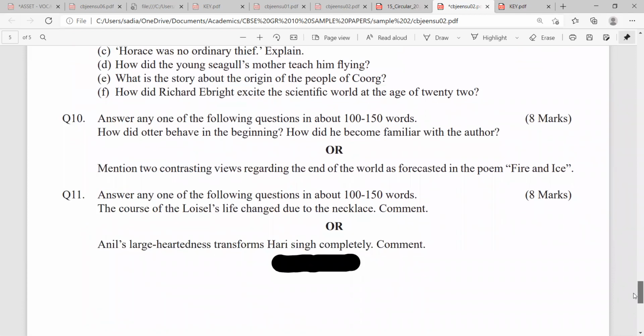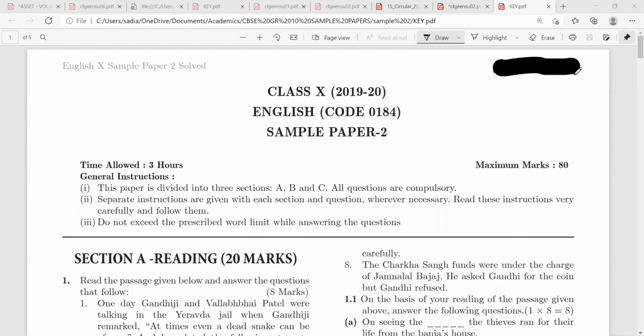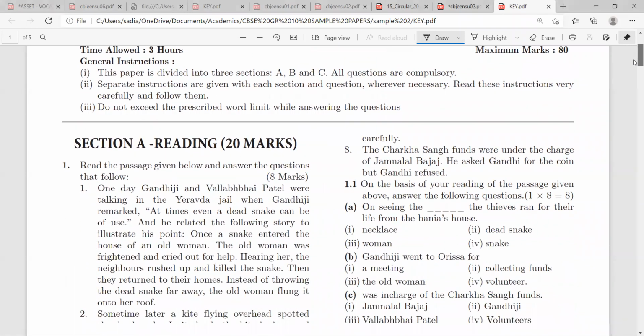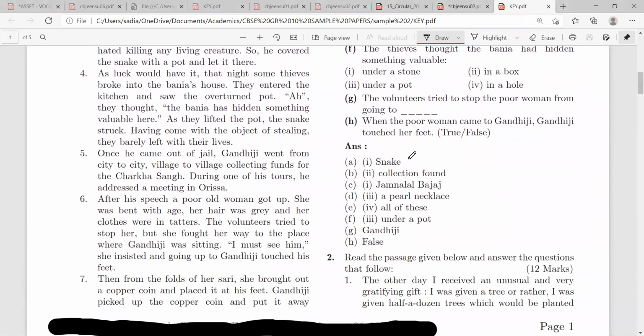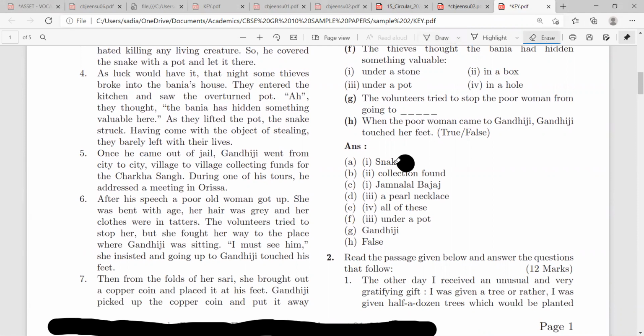With this, we have come to the end of the question paper. Now, let me take you through the answer key. This is the answer key. You can see the passage, and soon after the passage, you will see the answers over here. If you've written the option snake, the tick mark.